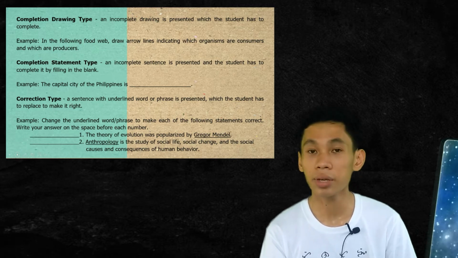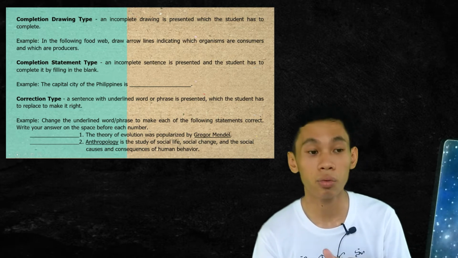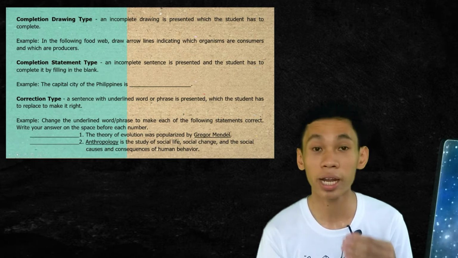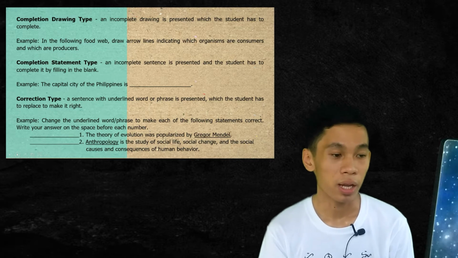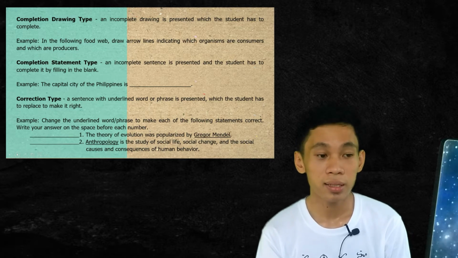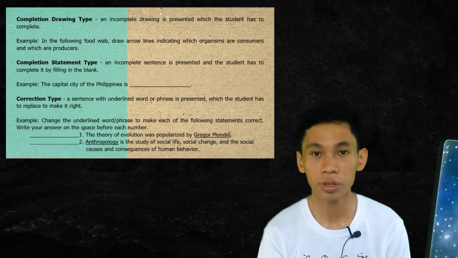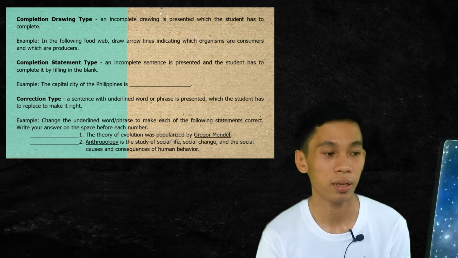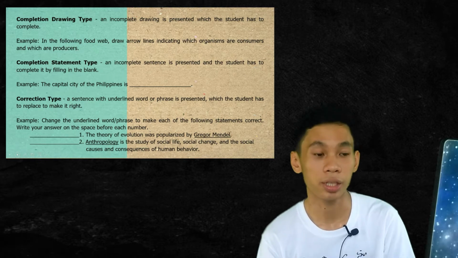Okay, so ang gagawin ng student, kailangan niyang i-identify kung yung naka-underline na word ay tama or hindi. Kasi kung mali yun, kailangan niyang palitan. Okay, correction type. Papalitan ni student. Number 2, another example. Anthropology is the study of social life, social change, and the social causes and consequences of human behavior. The underlined word there is anthropology. Okay, so these are examples of correction type.